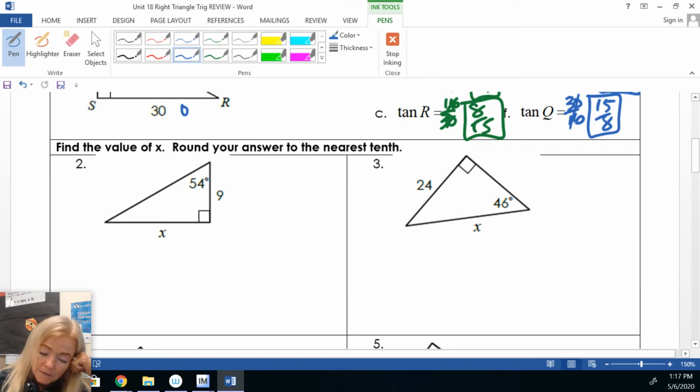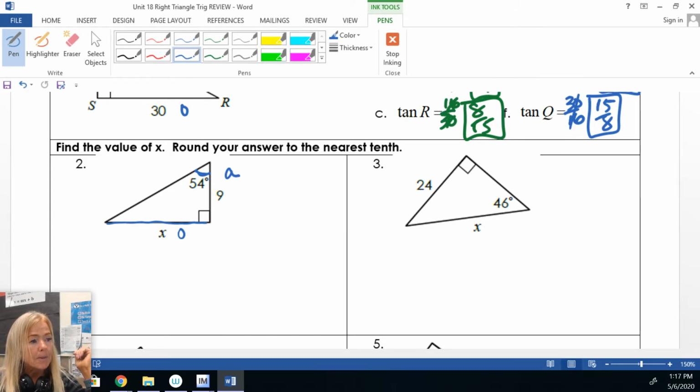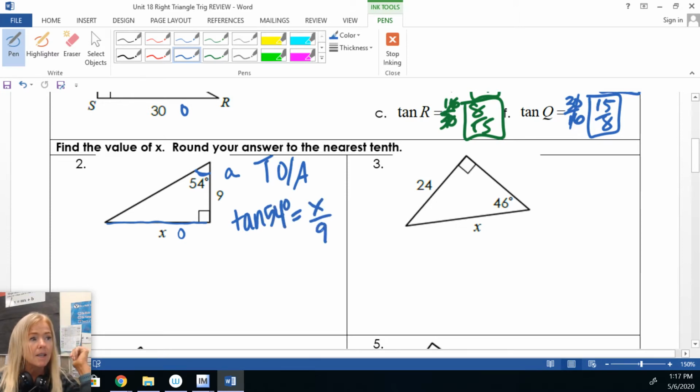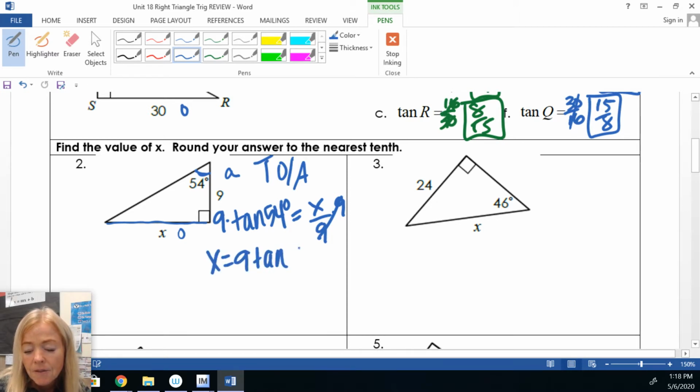Moving on to number 2, it asks us to find the value of x, which is this side length here, opposite the angle, and we have 9 as the adjacent side. So opposite and adjacent is tangent. Remember TOA? So we'll do tangent of 54 degrees is equal to our opposite x over our adjacent 9. At that point, we multiply by 9 to undo that, solving for x. So x is 9 tangent 54. 9 tan 54 in our calculator is 12.4 units.